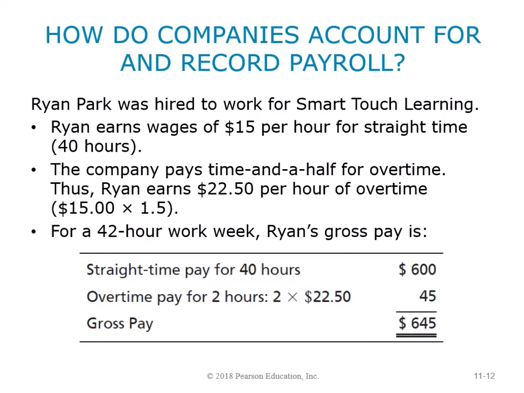Okay, for his 2 hours of overtime, again, that's time and a half. So we're simply going to multiply his regular rate of $15 times 1.5. That gives us an overtime rate of $22.50. We can then use that rate applied to his 2 overtime hours, and Ryan is going to earn $45 for his overtime pay, giving him a total gross pay of $645.